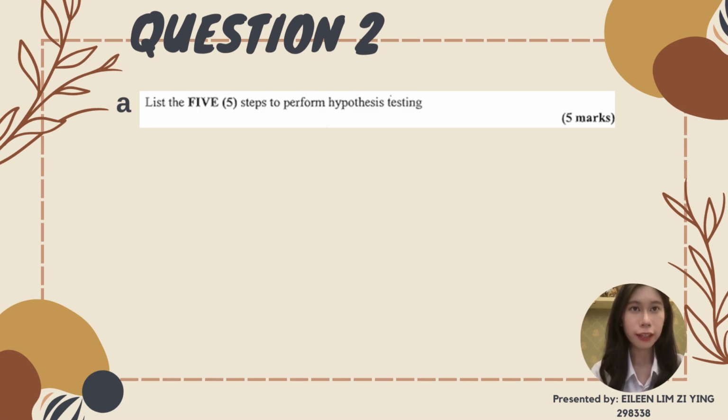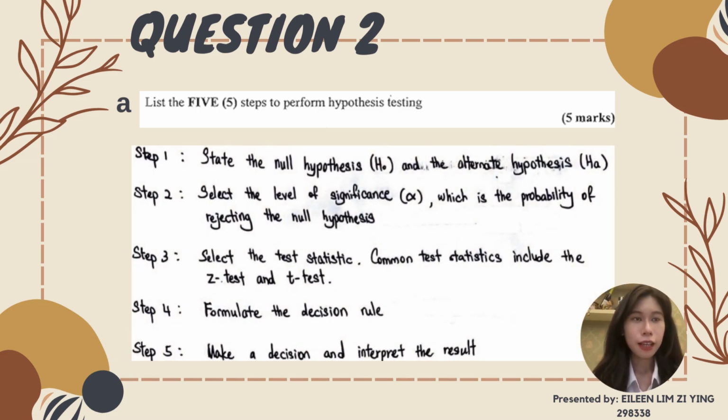For question 2a, list the 5 steps to perform hypothesis testing. So, step 1 is state the null hypothesis and alternate hypothesis. Step 2 is select the level of significance, known as alpha, which is the probability of rejecting the null hypothesis. Step 3 is select the test statistic. Common test statistics include Z-test and T-test. Step 4 is formulate the decision rule. Last, step 5 is make a decision, either we reject or do not reject the null hypothesis, H0, and interpret the result.